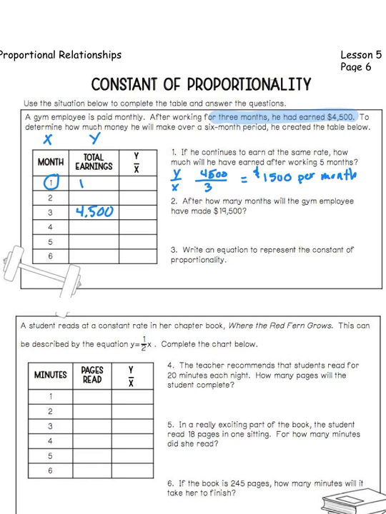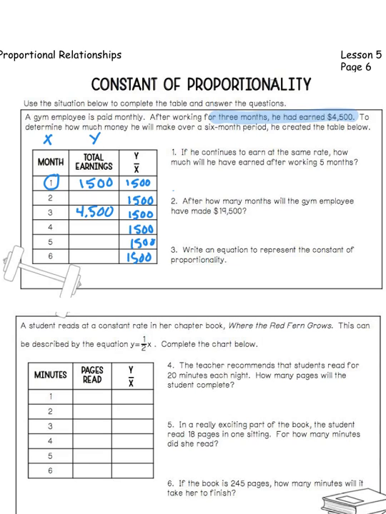So now we notice that he earned $1,500 in his first month. And we can use that because we also know once we put Y over X, we also now know the constant of proportionality. So how can we use that to our advantage? Well, if we know that this is constant, if it's proportional, this is always going to be $1,500 for each one of those.